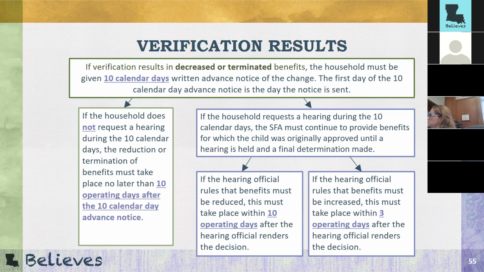However, if the household requests a hearing during the 10 calendar days, the SFA must continue to provide benefits for which the child was originally approved until a hearing is held and a final determination is made. From here, if the hearing official rules that benefits must be reduced, this must take place within 10 operating days after the hearing official renders the decision. Or if the hearing official rules that the benefits must be increased, this must take place within 3 operating days after the hearing official renders that decision. If you have a question about verification results, please contact the state agency for assistance.